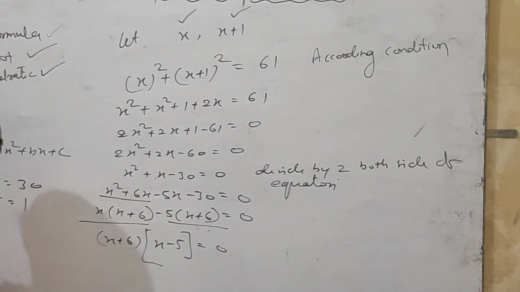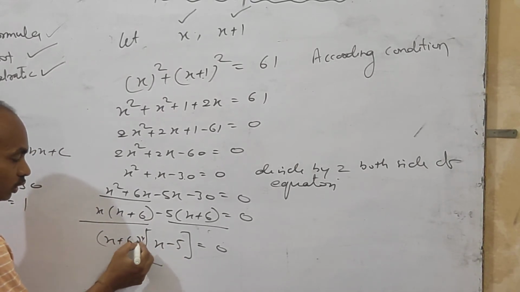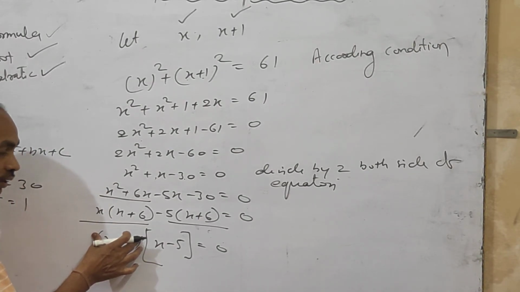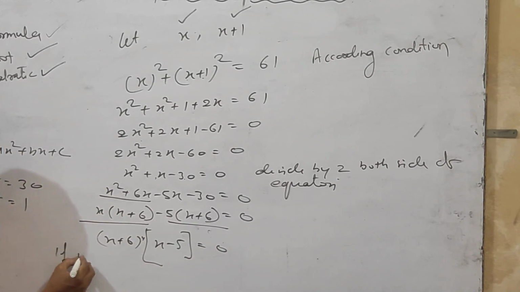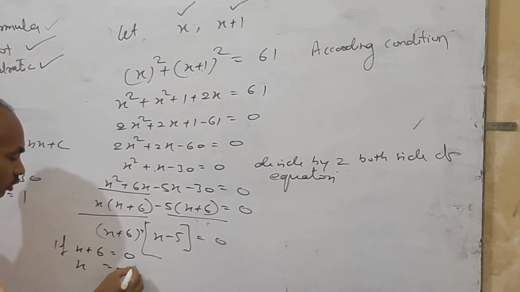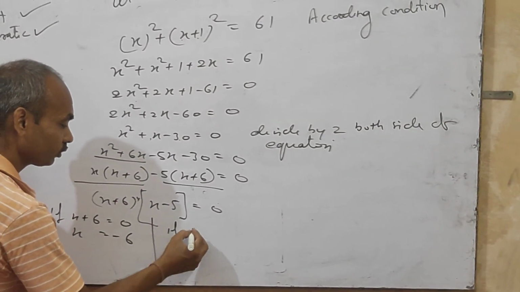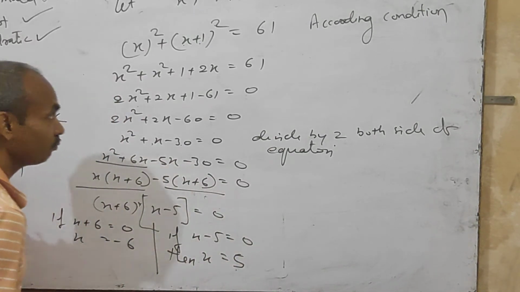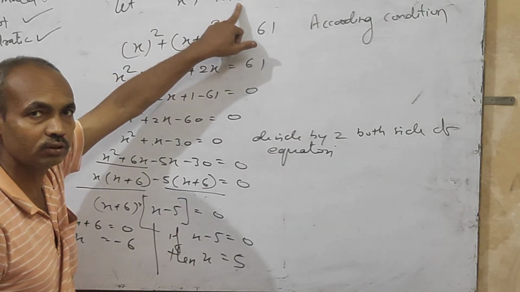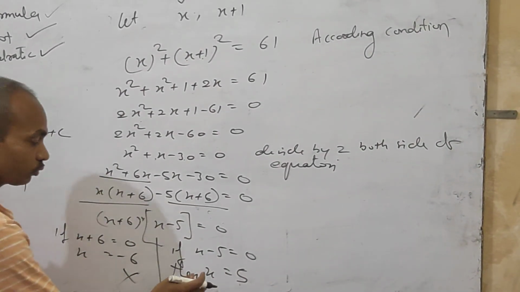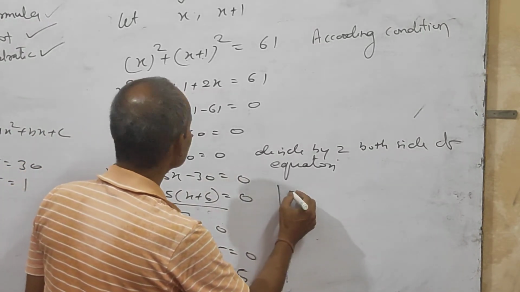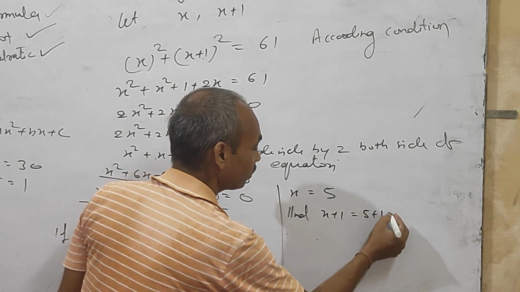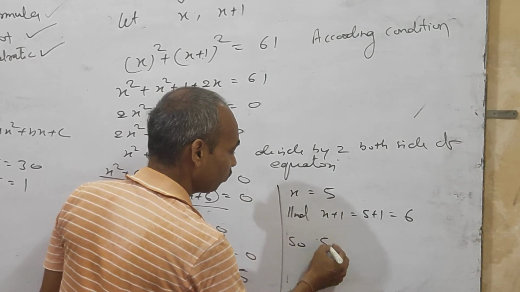By applying the zero product rule, the product of two items is 0. It is only possible if x plus 6 is 0 or x minus 5 is 0. If x plus 6 is 0, then x is equal to minus 6. Or if x minus 5 is 0, then x is equal to 5. But the question has said that it is a natural number, so the negative value is not possible. So the answer is x is equal to 5, and the second number x plus 1 is equal to 5 plus 1 is equal to 6. So the answer is 5 and 6.